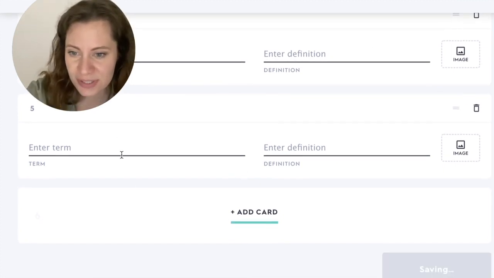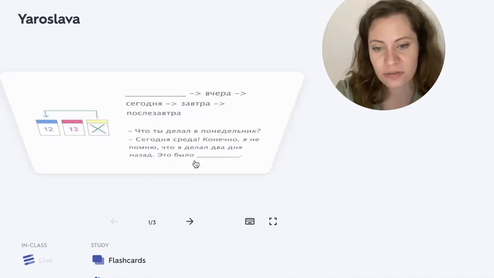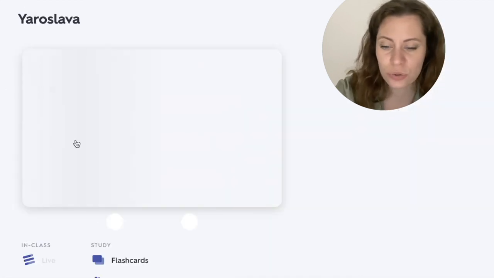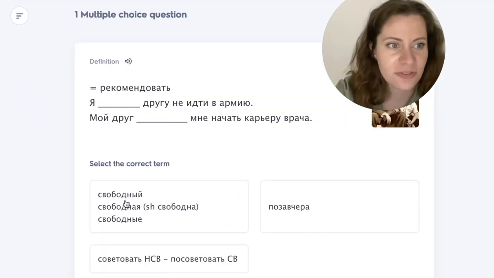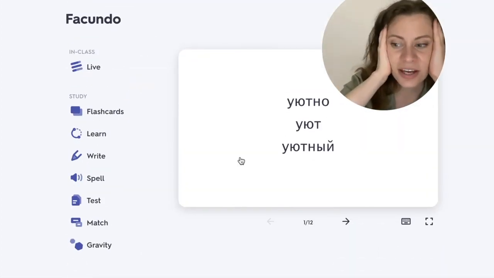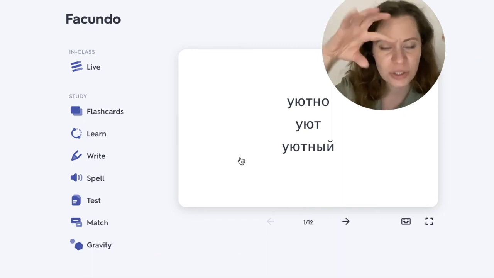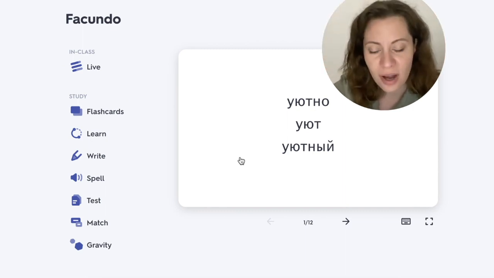What can we do with these sets? Obviously, we can just check them as flashcards. We can study them, or we can just do match or test or write or learn, and all these very interesting things. Yeah, I think the most important thing here is to get rid of the English language as much as possible and to give a lot of different contexts. And this context should be applicable to the student's life, to your life.